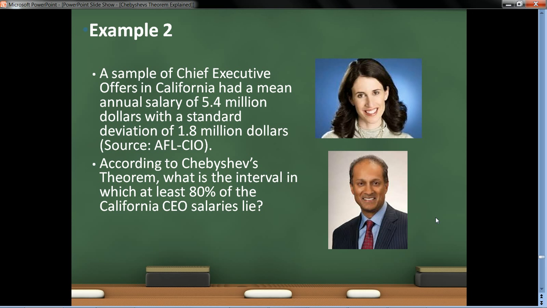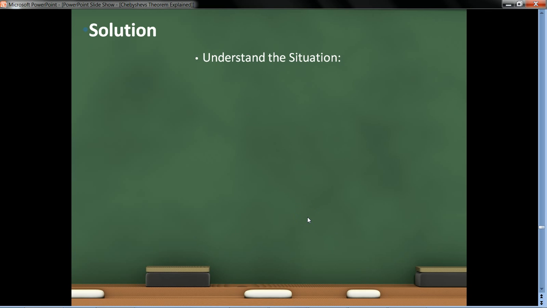In other words, what range, I use the term range in the sense of the English language, not in terms of a measure of dispersion. What's the minimum and maximum value for an interval we can write that will encompass at least 80% of the California CEO salaries? That's what we're looking to find here. All right, so let's get solving this now.